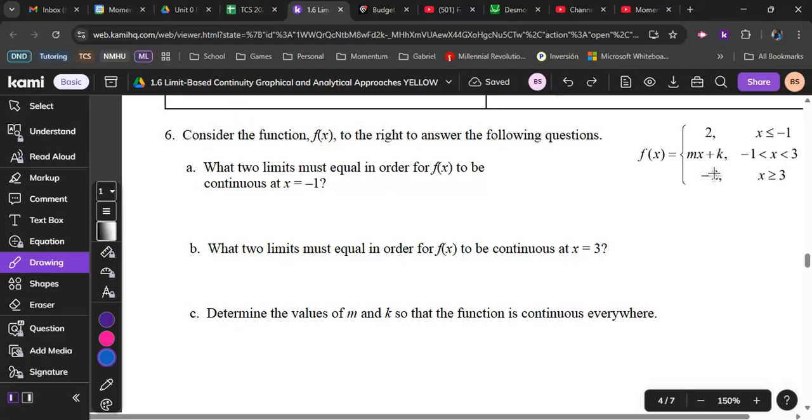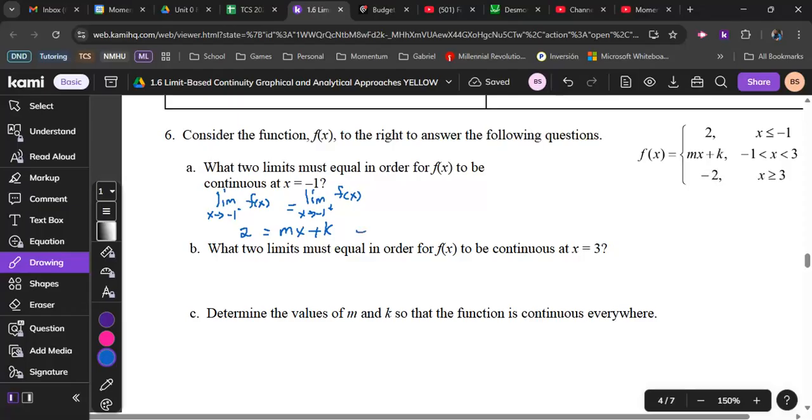All right. What two limits must be equal in order for f of x to be continuous at x equals -1? Only at -1. This means that the limit as x approaches -1 from the left of f of x has to equal the limit as x approaches -1 from the right of f of x. Now, for our sake, let's write down what that actually means. The left side of -1 is 2. That's the function, right? And the right side is mx plus k. We don't know anything more than that yet.